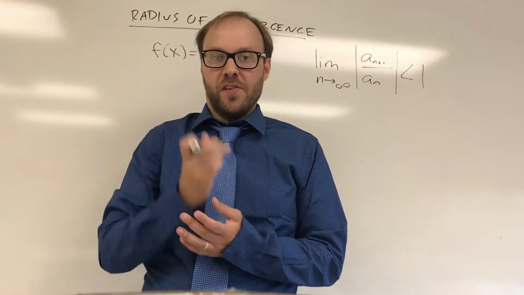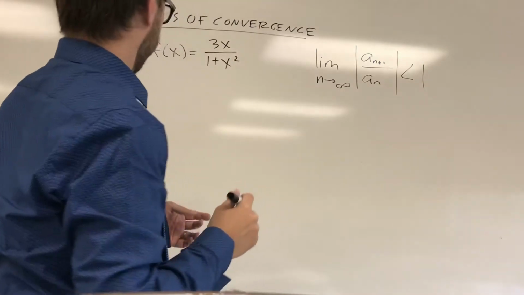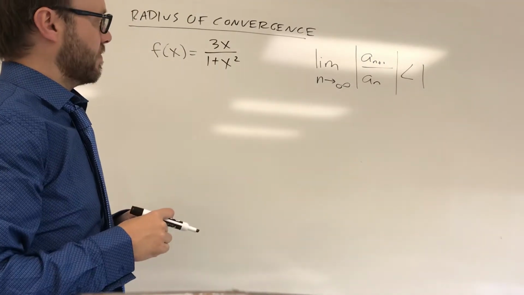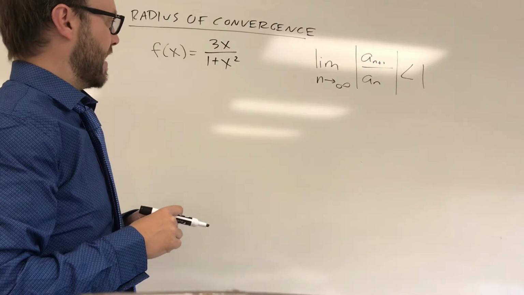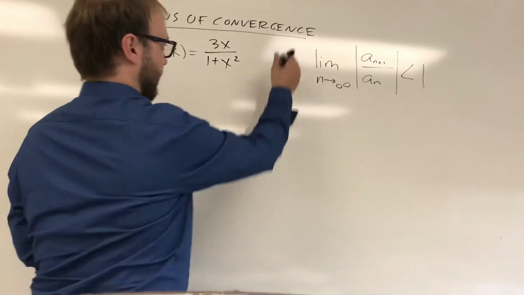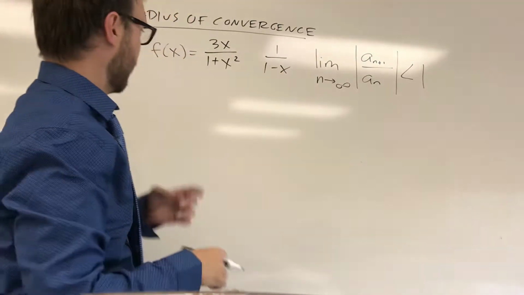In this video, I'm going to find the radius of convergence for this function here. Same kind of thing. I need to basically try to write this as a series. It looks kind of like a geometric series. It kind of looks a little like that 1 over 1 minus x. We just have to kind of wrangle it around a little bit.